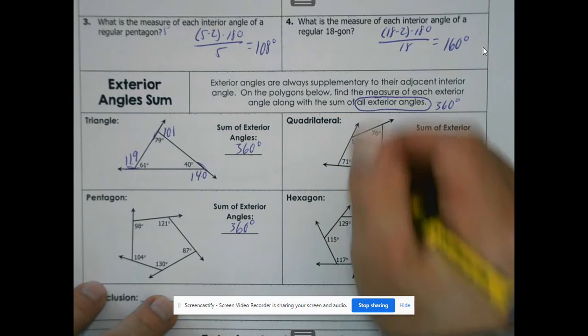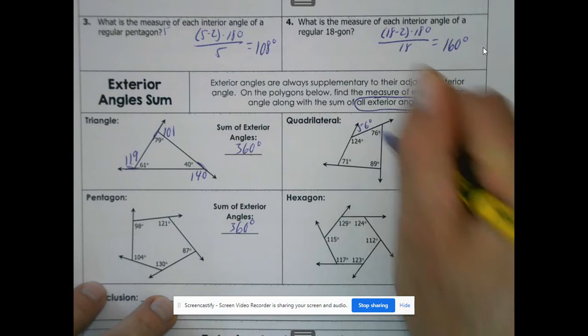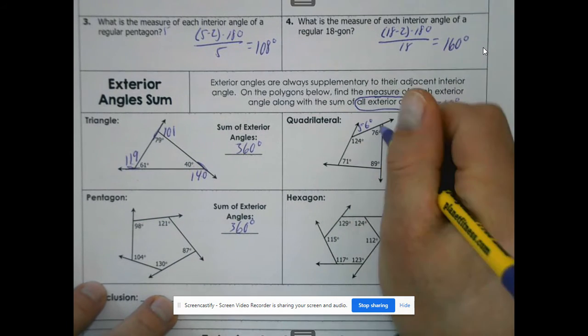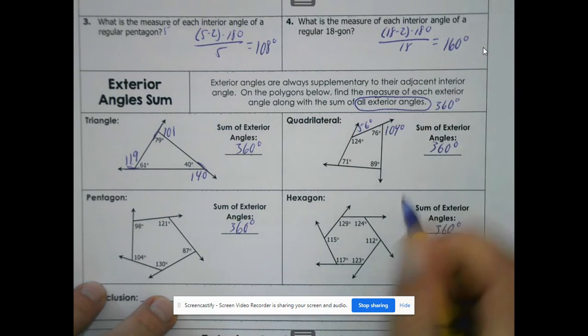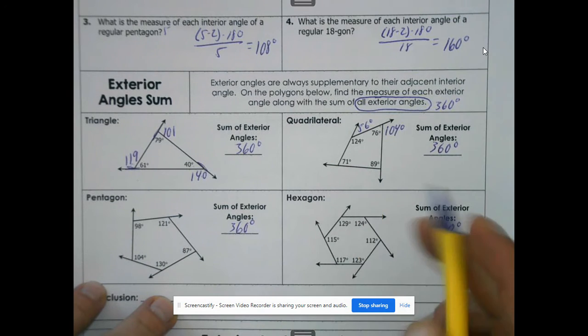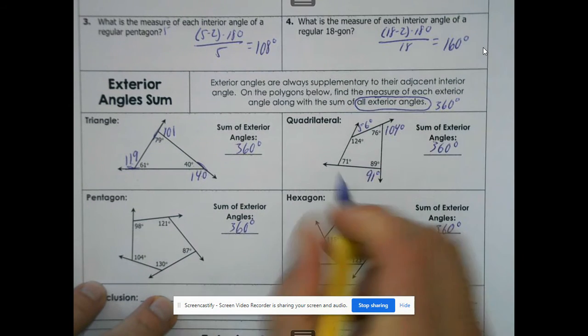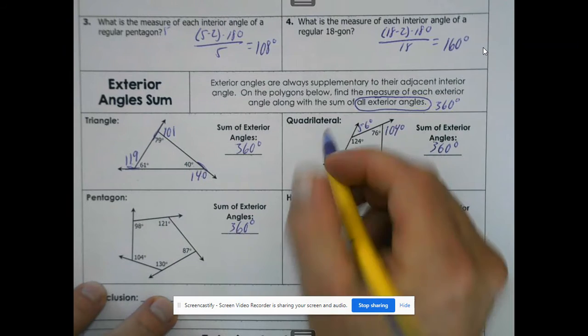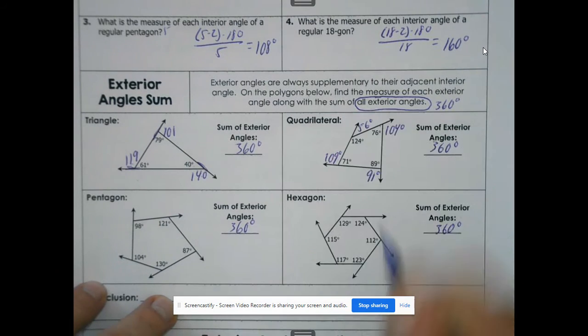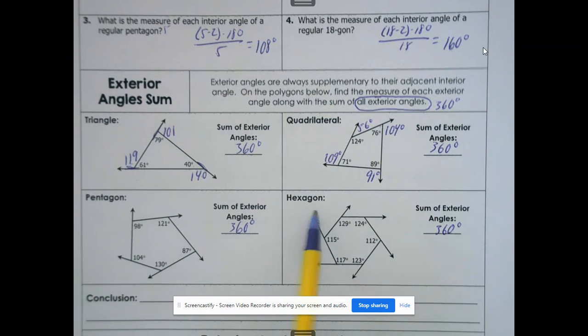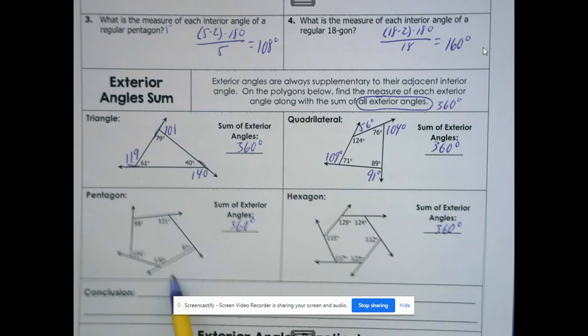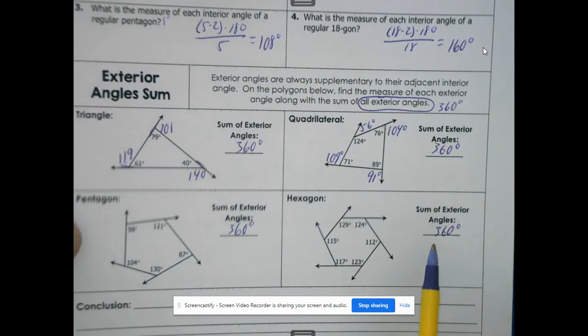This guy right here would be 56. Right here is 104. Right here is 91. And right here is 109. Do the same thing for a pentagon, hexagon. Just take 180 minus the inside angles and you got the outsides. That's enough for that one.